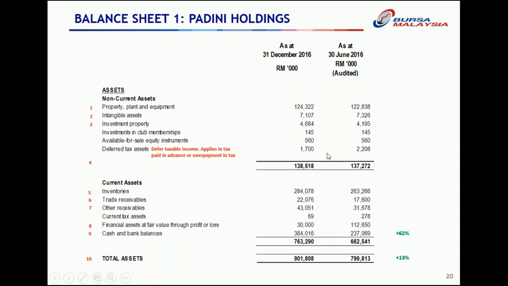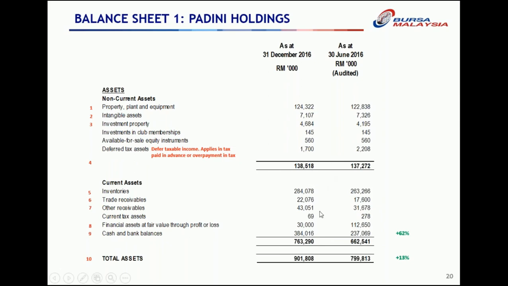In terms of non-current assets, added together the non-current versus the current, that will give you the total asset value. And in this case, you see that the company has more current assets than non-current assets.